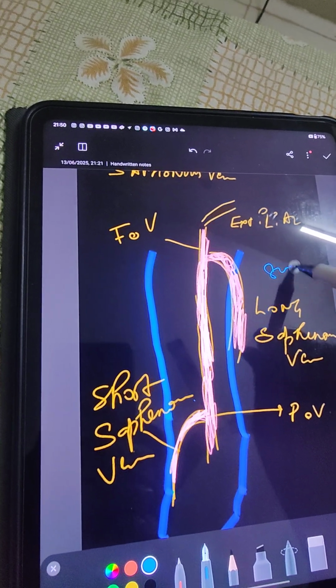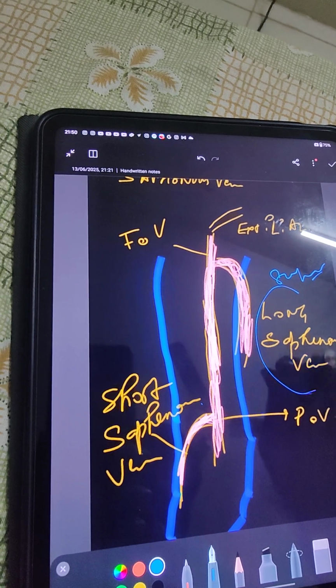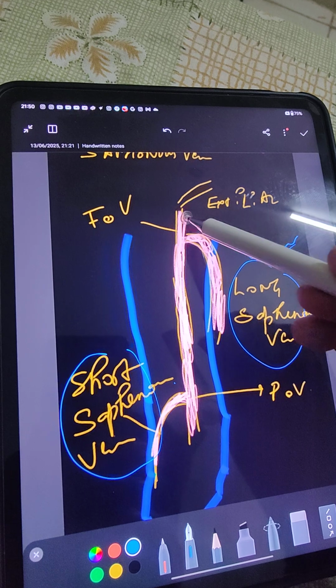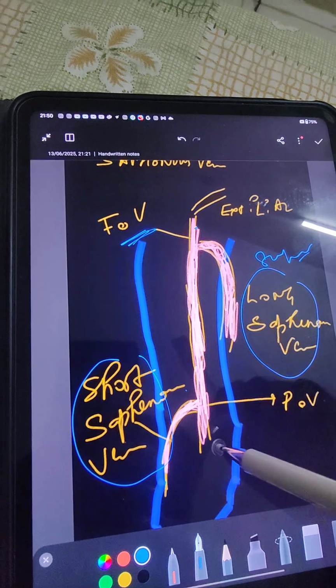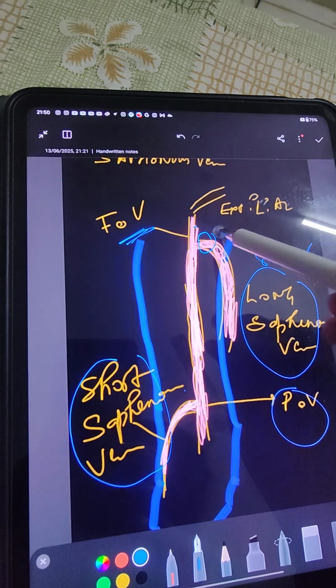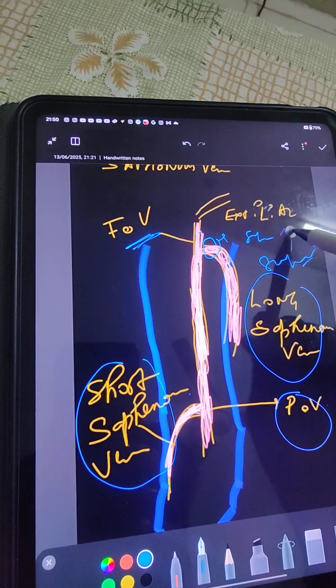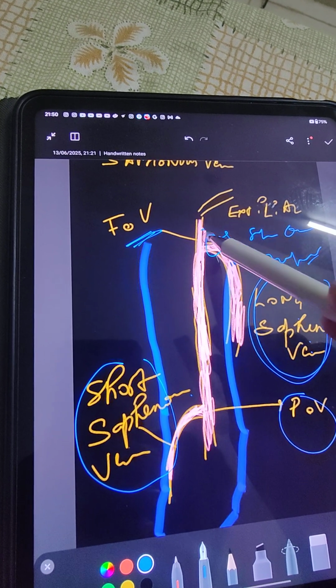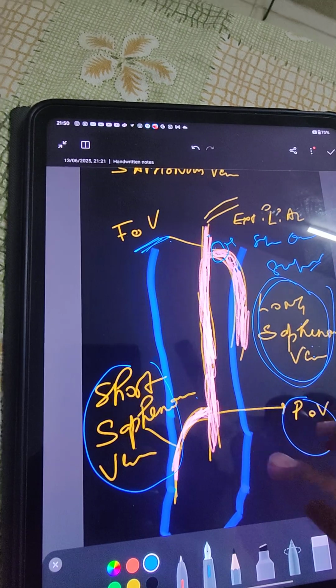In leg, superficial vessels will be long saphenous vein and short saphenous vein. Deep vessels will be femoral vein and the popliteal vein. Here is the saphenous opening of the long saphenous vein. कहाँ किसकी ब्रांच है? femoral vein की.